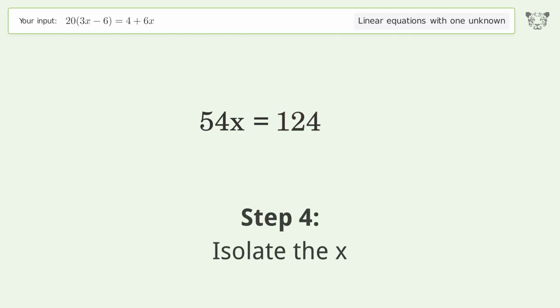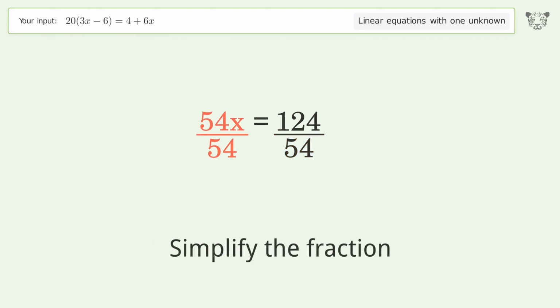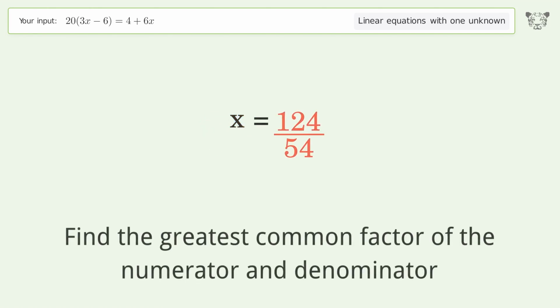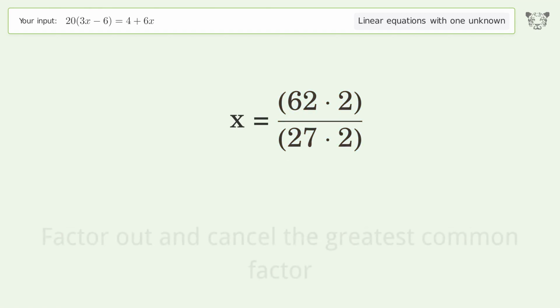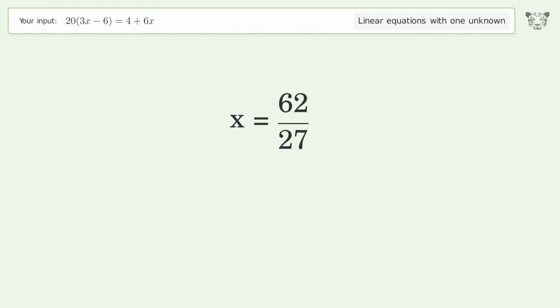Isolate the x. Divide both sides by 54. Simplify the fraction. Find the greatest common factor of the numerator and denominator. Factor out and cancel the greatest common factor. And so the final result is x equals 62/27.